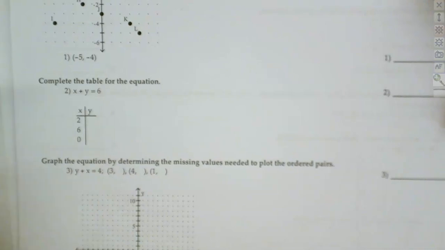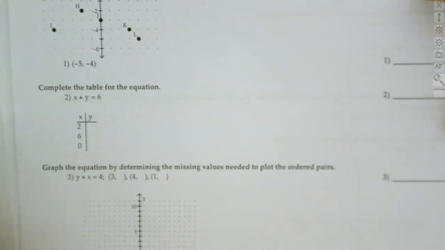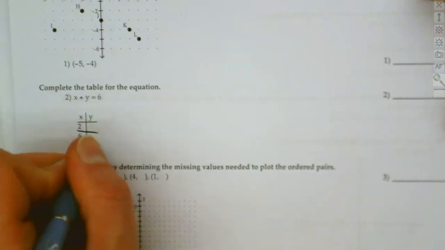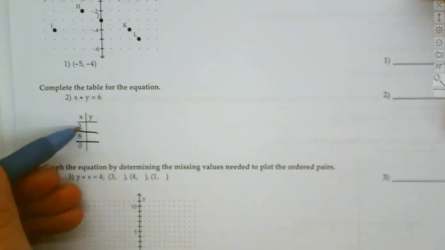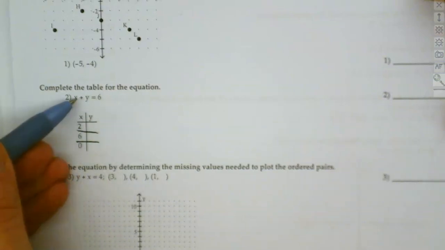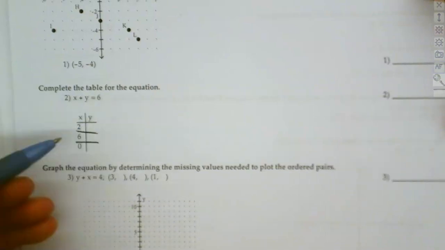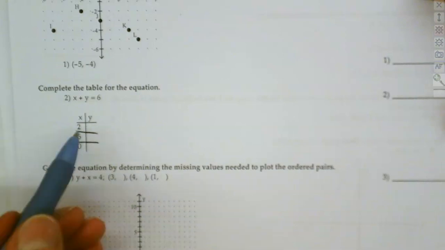What about the second one? Well, they want you to complete the ordered pair. So that means for each one of these, we're just going to plug in the values. So for each one of these, we would plug in this case, 2. So that would be 2 plus y equals 6. Move the 2 over. So that would give you y equals 4. And so on.